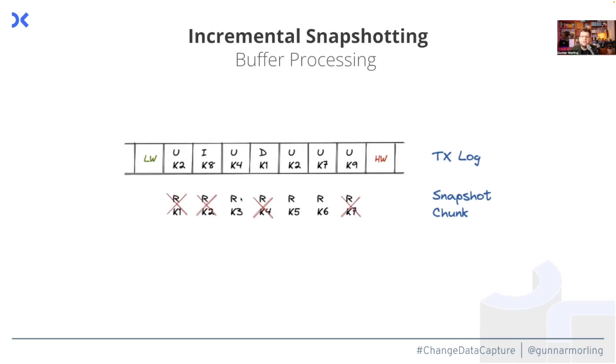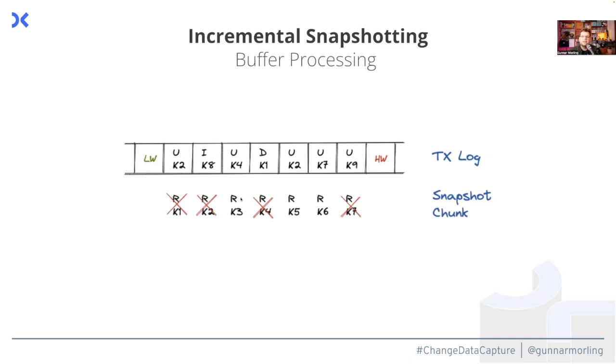And now what happens is that essentially all this gets buffered in memory. And once we receive this high watermark, we apply this deduplication step. And the logic there is, whatever we retrieve for this chunk from the transaction log will take precedence over what we read from the snapshot select.